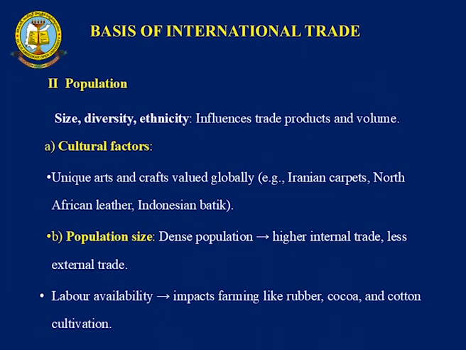And the second side is the population side. If the population is concentrated more in the region, what will happen? Internal trade can take place rather than concentrating on external trade. Of course, another factor is labor availability. It impacts farming like rubber, cocoa and cotton cultivation, because these cultivations are based on the availability of labor. Wherever labor is there, this type of farming can be done.